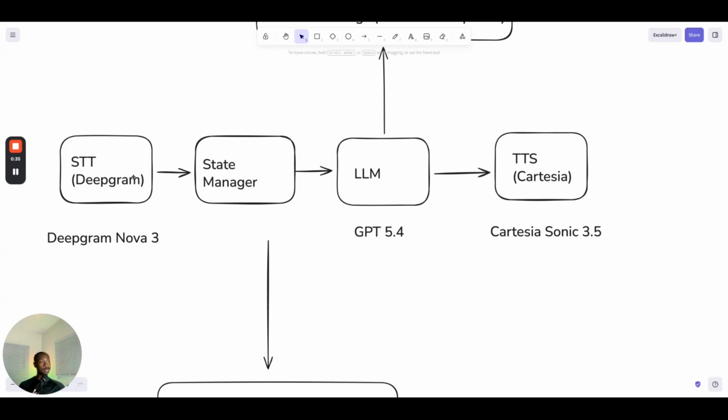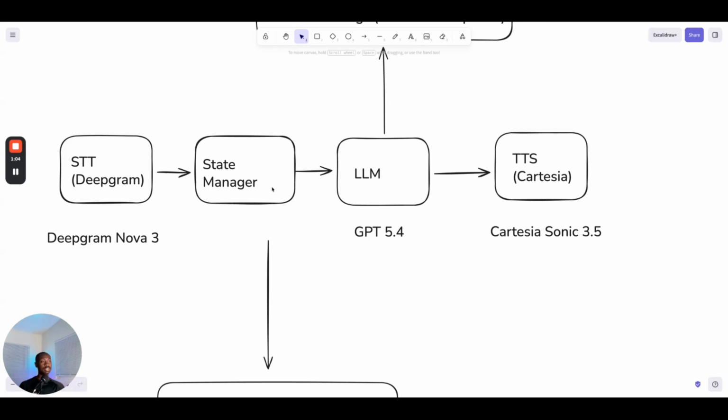So, we have speech to text, state management, LLM, text to speech. Now, for speech to text, I'm using DeepGram Nova 3. I think this is one of the industry standards, and DeepGram is really good. Nova 3 is default on Pipecat, which is what I built my agent on, and I did custom code mine. So we have that for the speech to text, and then moving on to the state manager.